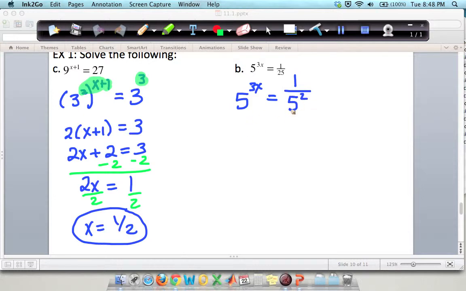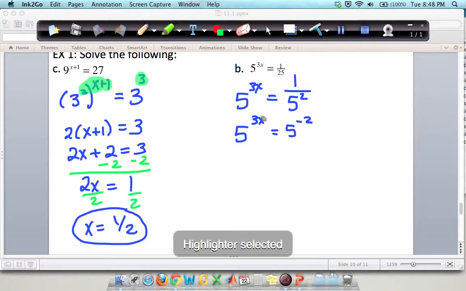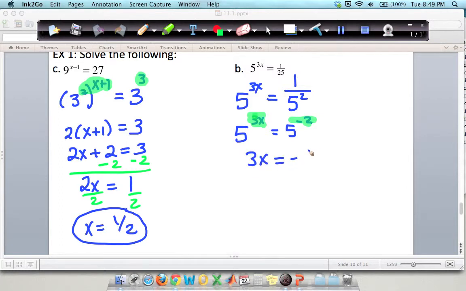Now the problem is I can't have this in the denominator, I need it in the numerator, so this uses a rule of exponents, which says to move this up, you make that 2 negative, so 5 to the negative 2. So usually we're trying to get rid of the negative sign. In this case we're doing the opposite, we're making it negative so I can move it to the numerator. Now that I have the same base, I can set my exponents equal to each other, and so 3x equals negative 2. Divide both sides by 3, x equals negative 2/3.